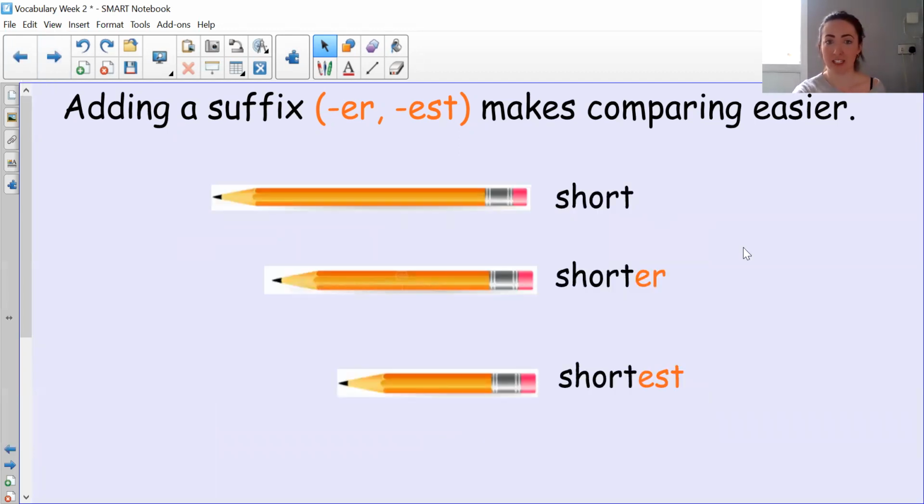The next adjectives. So this time we're comparing the length of pencils. And we're using a word here that can be used to describe the height or the width. So can you have a go at reading this first adjective that describes this first pencil? Use your sounds. That's right, short. So this pencil is short. This pencil is shorter. Well done. And this pencil is the shortest. Amazing.